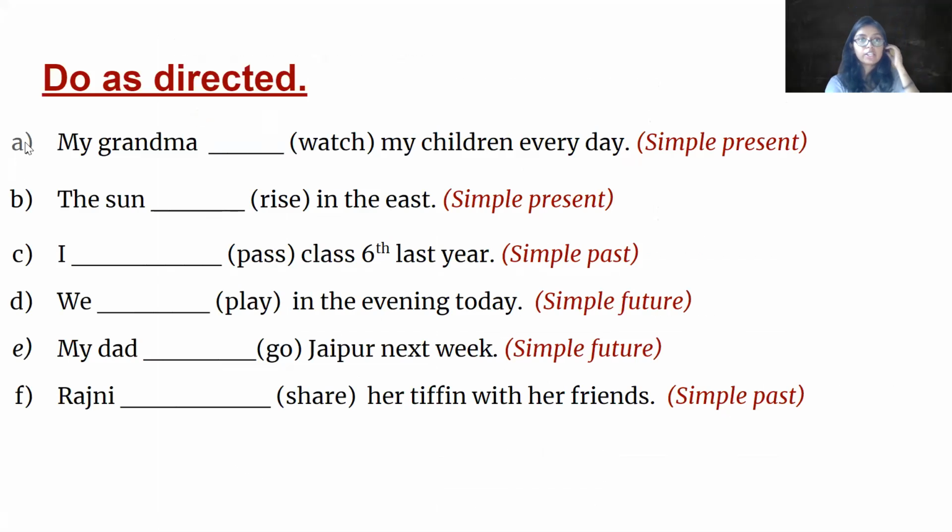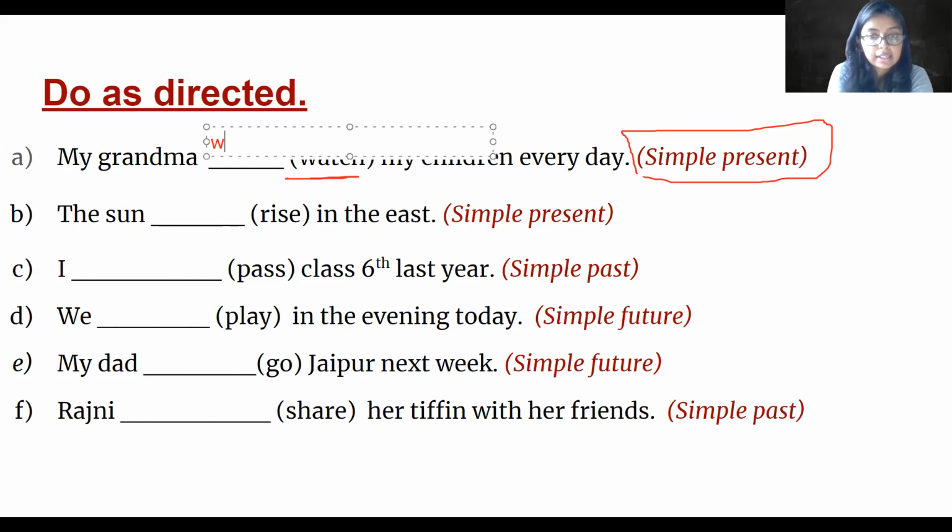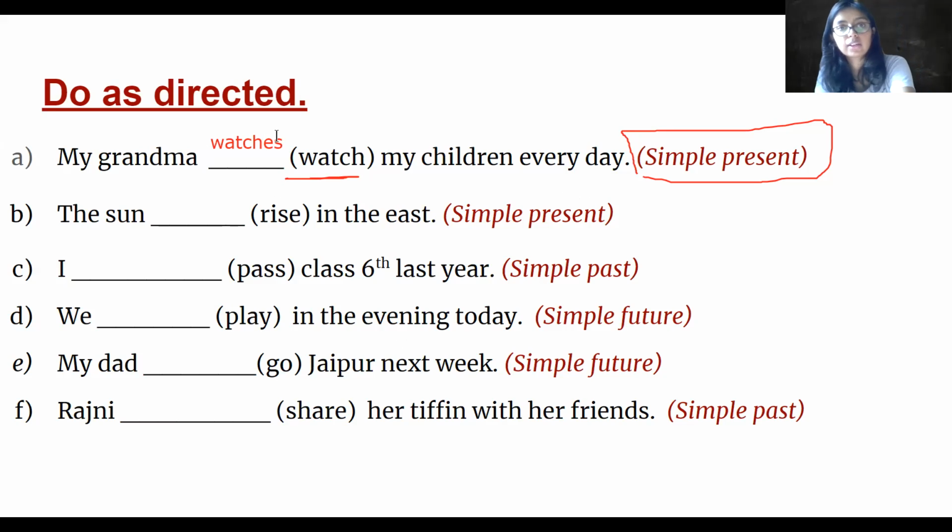Okay, let's practice a few questions. The first three Didi is going to help you, and the last three you're going to do on your own. Okay. So my grandma dash my children every day. Watch diya hua hai yahan pe. And simple present mein we have to write. So I know in simple present all I have to do is add s or es to the verb. So watch me, I'm going to add es. So my grandma watches my children every day. Okay, my grandma watches मेरी grandma, मेरी दादी, नानी मेरे बच्चों को देखती है रोज.